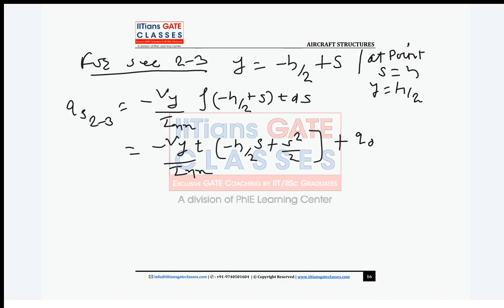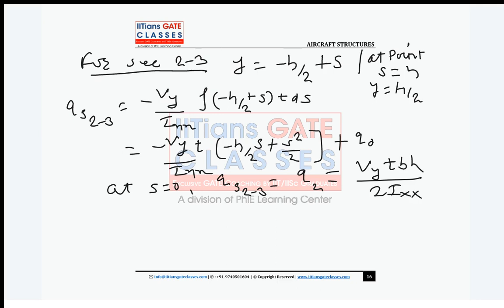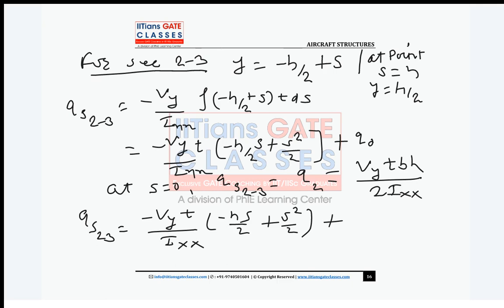Now this integration constant, how will I find it? At s equal to 0, what is your QS 2 to 3, guys? It is Q2, right? And what is the Q2 value? We have already found it: Vy tbh upon 2Ixx. So guys, you can substitute this value here. So QS 2 to 3 is nothing but minus Vy T upon Ixx into minus Hs by 2 plus S square by 2, plus Vy Tbh upon 2Ixx.